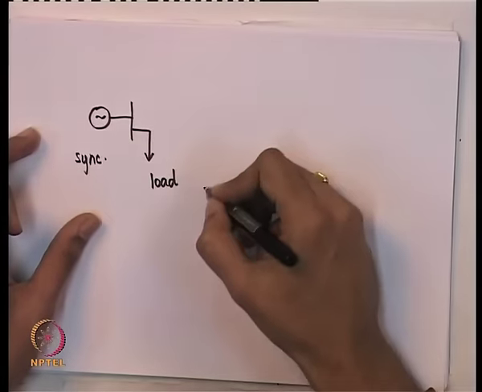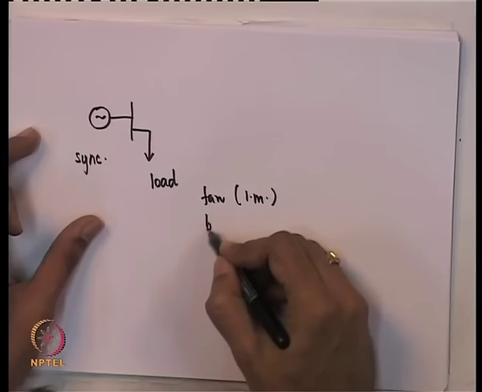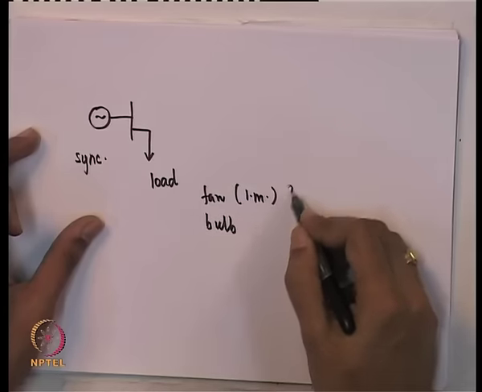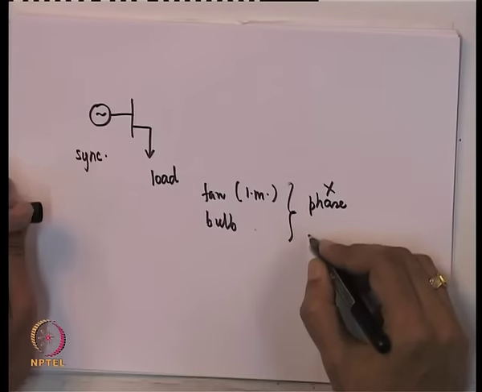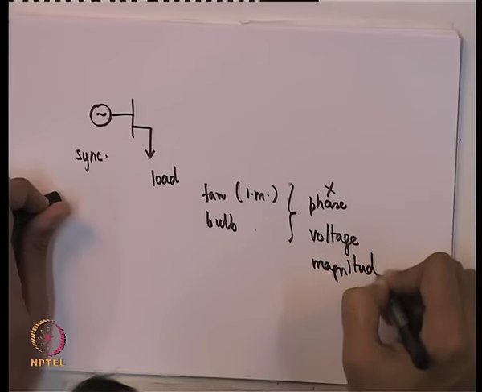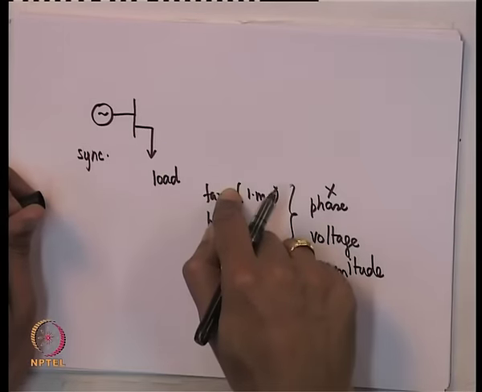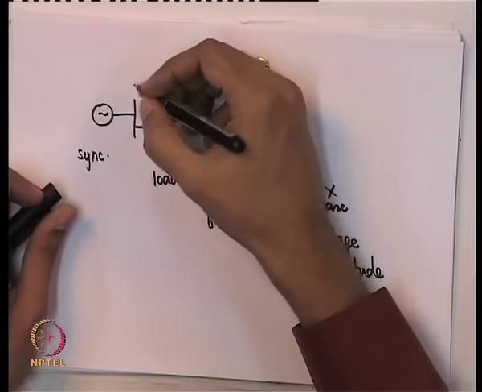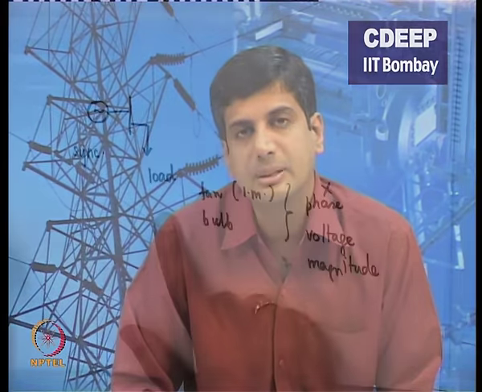For example, if the load is a fan, which is typically an induction machine, or an incandescent bulb, these loads are not functions of phase angle, but they are functions of voltage magnitude. So, if you have a single synchronous machine connected to a bulb or a fan, loss of synchronism is not an issue. Loss of synchronism arises only when you have two or more synchronous machines connected to each other. This is a situation in which loss of synchronism is not an issue.